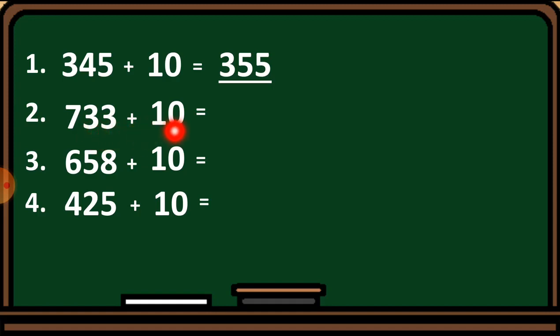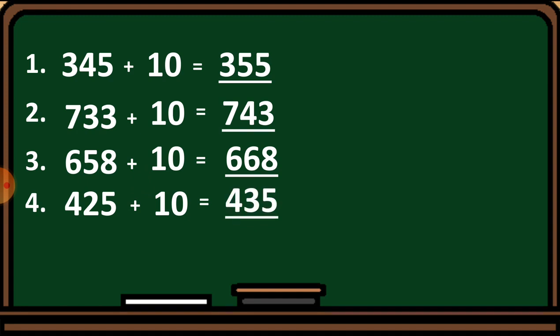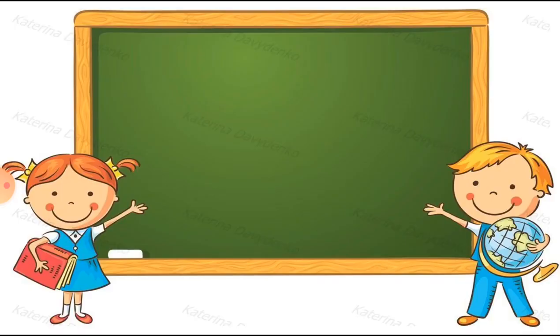Same as example number 2, 733. We add 10 to this and we get the answer 743. Same way number 3, 658 plus 10 is equal to 668. We get the answer. Number 4, 425, we add 10 to it, so we get the answer 435. This way we have to add the numbers.